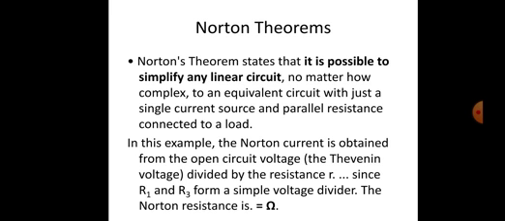Formula for Norton theorem: IL equals ISC into RTH divided by RTH plus RL. Norton's theorem is used to find the equivalent and simple circuit of a complex electrical circuit. In this, the various circuit resistances are replaced by an equivalent resistance and a single current source.